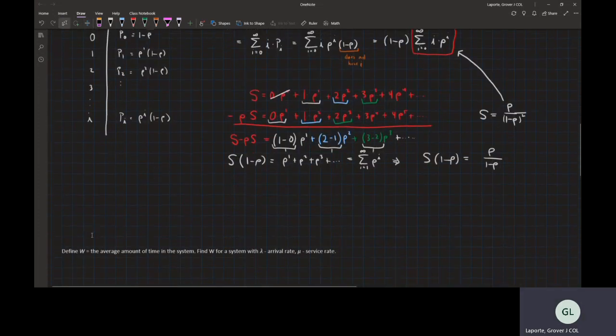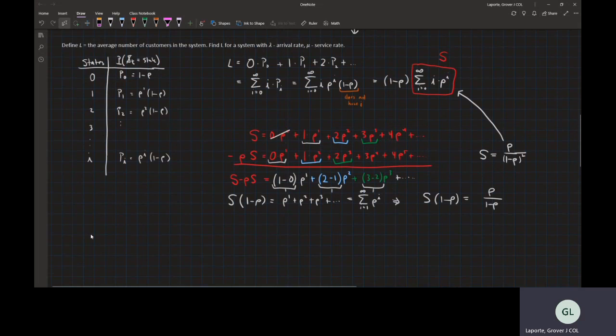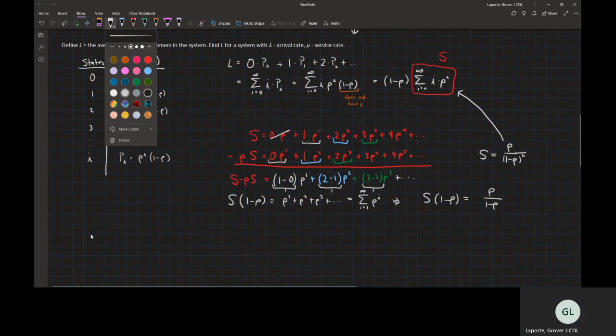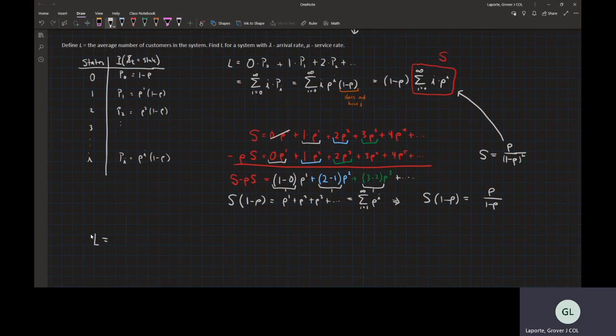Put a little bit more. So we get L is equal to 1 minus rho, and that summation, that S, which is equal to 1 minus rho, times rho over 1 minus rho quantity squared. And then this one cancels out with one of those, and we're just left with rho over 1 minus rho.